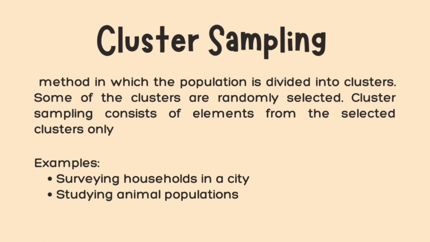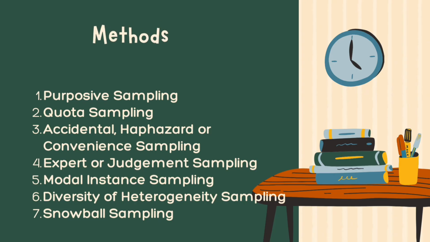If stratified is classified into subpopulations called strata, cluster sampling is divided into clusters. And cluster sampling consists of elements from the selected clusters only. Its examples are surveying households in a city and studying animal populations.